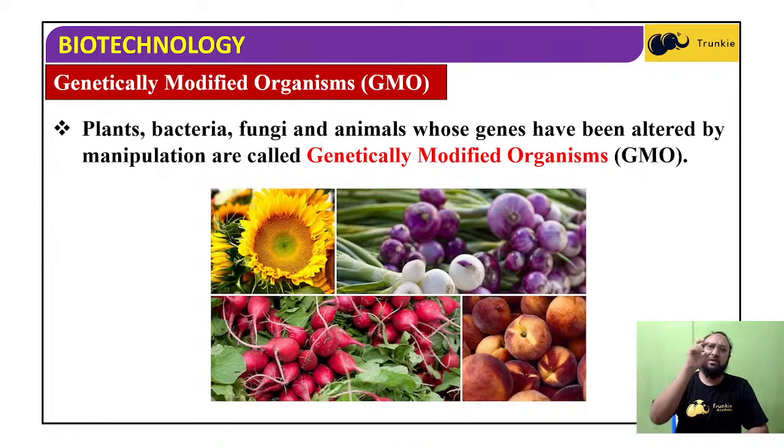So we change the genome. We do some manipulation in the genes, and alter the gene to get a good variety, good traits. That is a genetically modified organism.